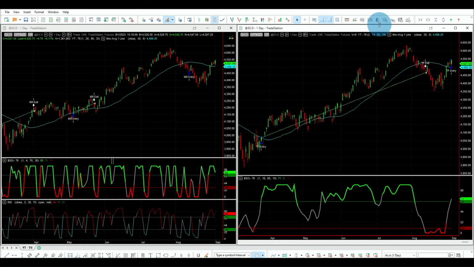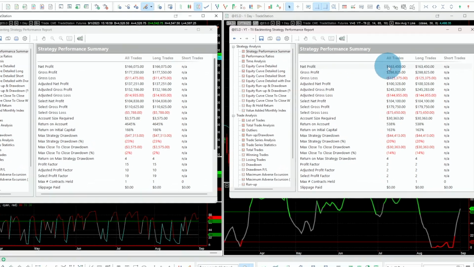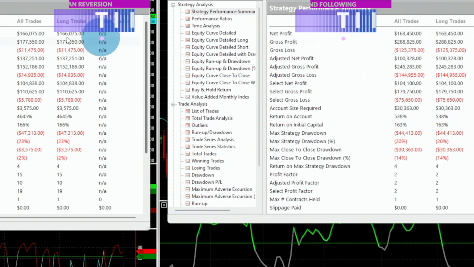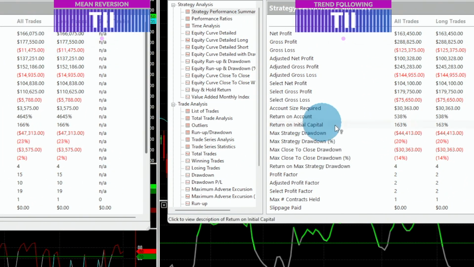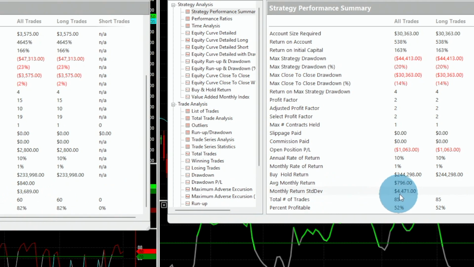And now let's look at our performance. Now, with using the indicator as a trend following indicator, we almost achieve the same numbers. So the profit is 163,000, here is 166. Maximum drawdown is 44,000, here is 47,000. The number of trades here is 60, here is 85.